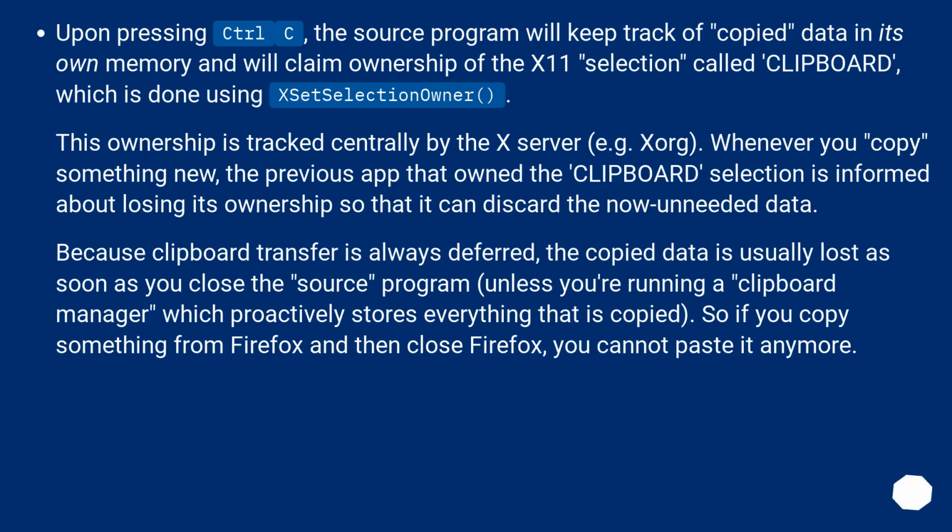Upon pressing Ctrl+C, the source program will keep track of copied data in its own memory and will claim ownership of the X11 selection called CLIPBOARD, which is done using SetSelectionOwner. This ownership is tracked centrally by the X server, for example Xorg. Whenever you copy something new, the previous app that owned the clipboard selection is informed about losing its ownership so that it can discard the now unneeded data.